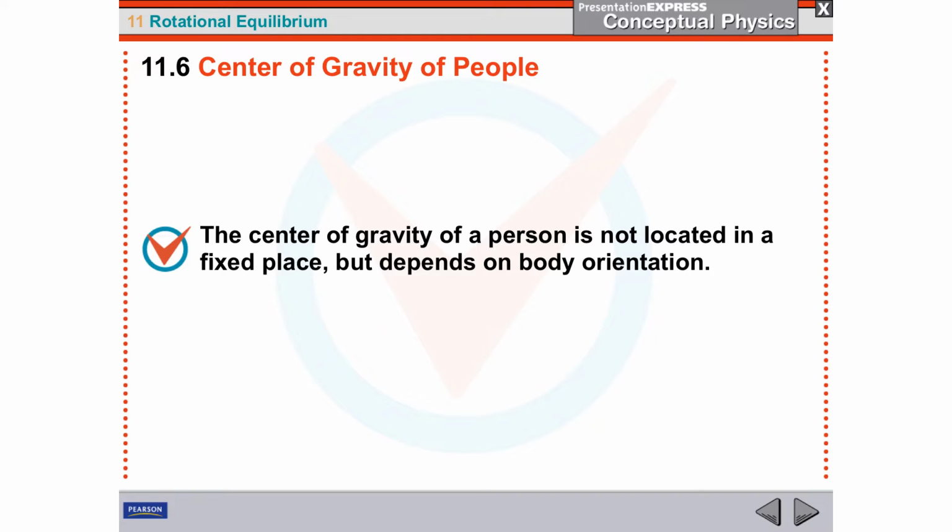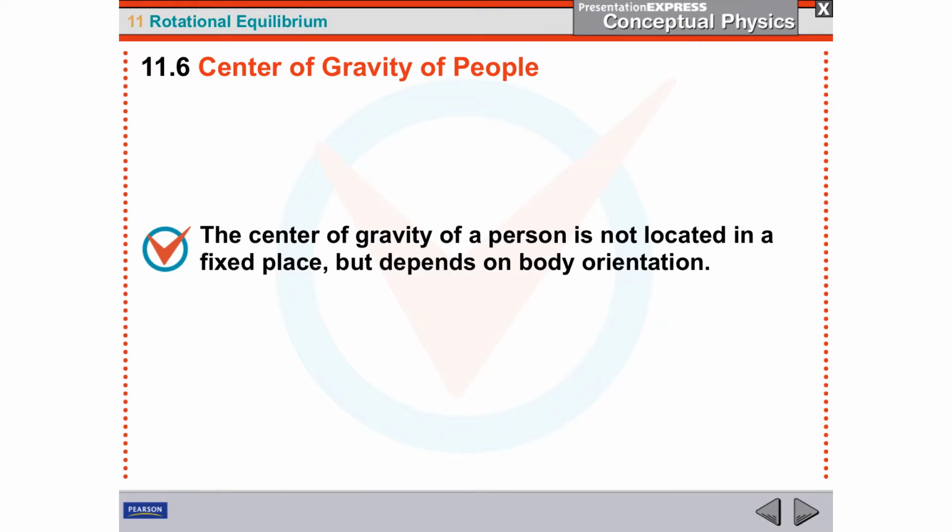Welcome back. This is 11.6, Center of Gravity of People, and this is also 10.6 in your textbook. We've already talked about fixed objects having a center of mass or center of gravity located wherever the average of the weight happens to be.